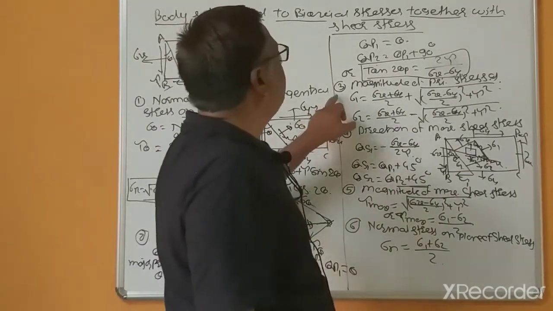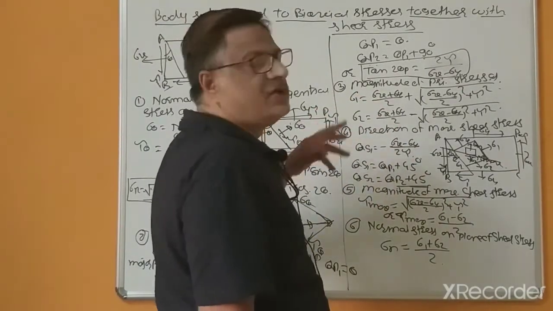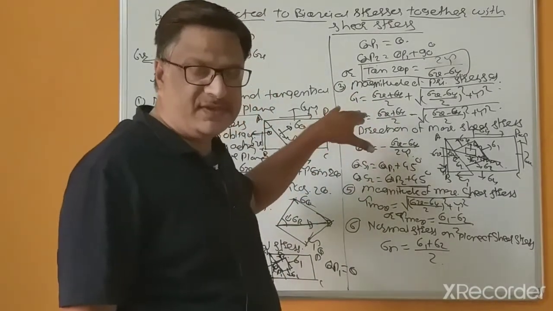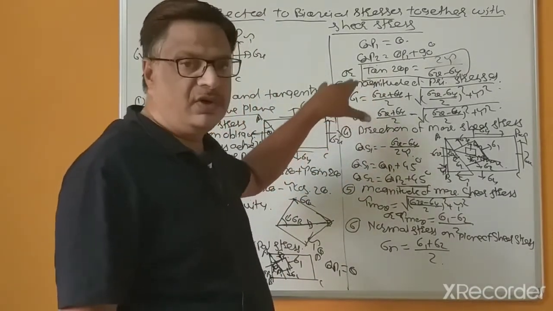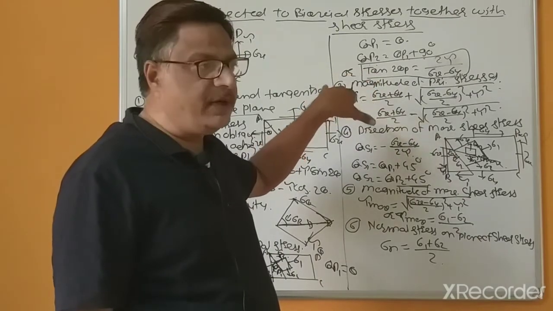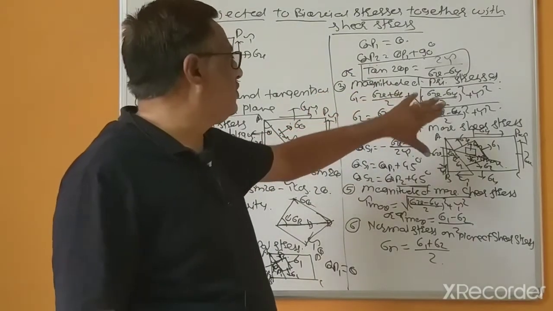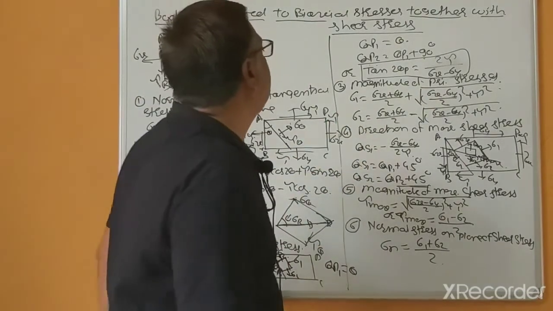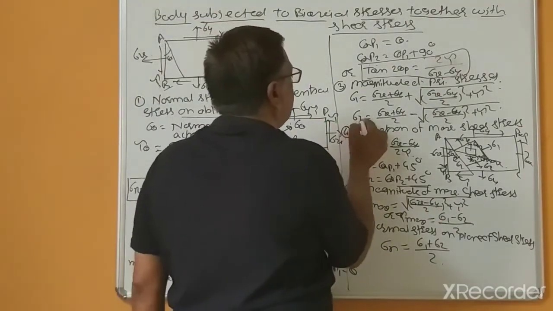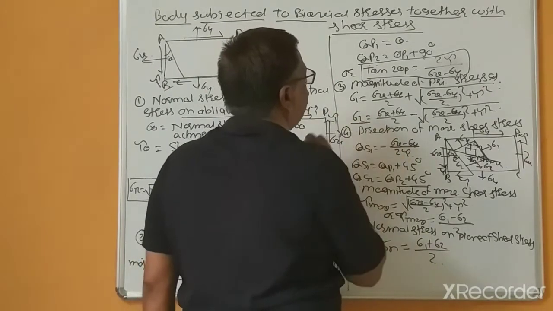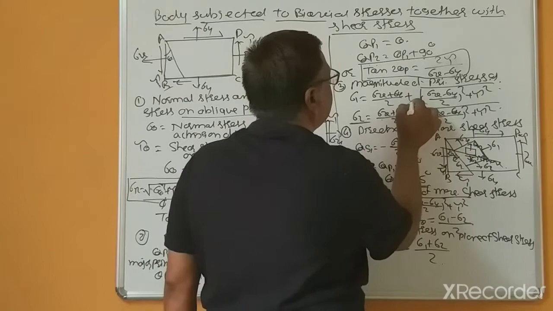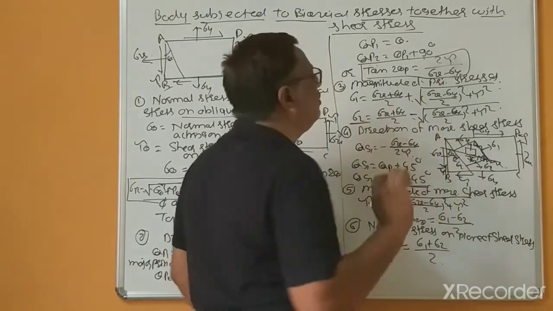Next, the third is the magnitude of the principal stresses. Sigma 1 equal to sigma x plus sigma y divided by 2, plus under root of sigma x minus sigma y divided by 2, squared, plus tau squared. And the minor principal stress, sigma 2, is equal to sigma x plus sigma y divided by 2, only instead of the plus sign, negative, and the rest of the things remain the same.